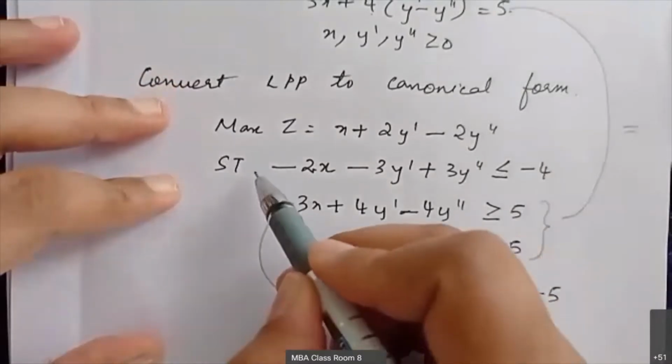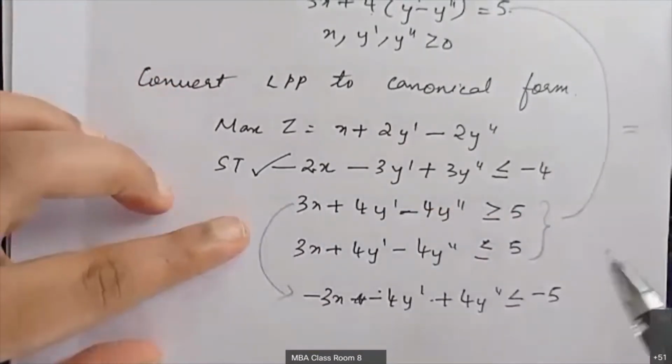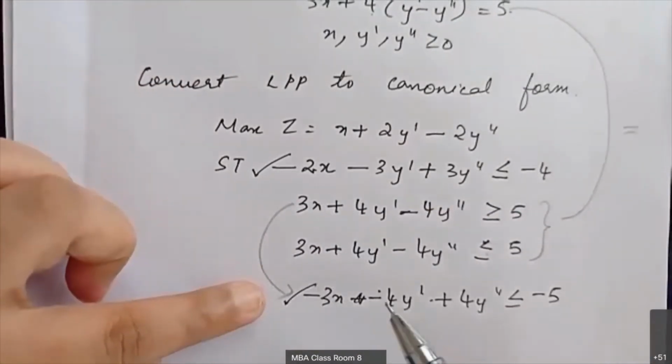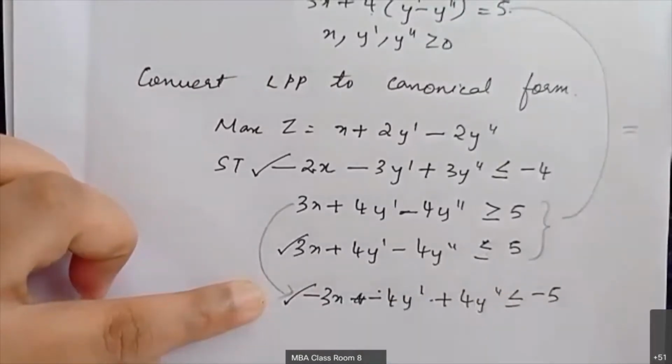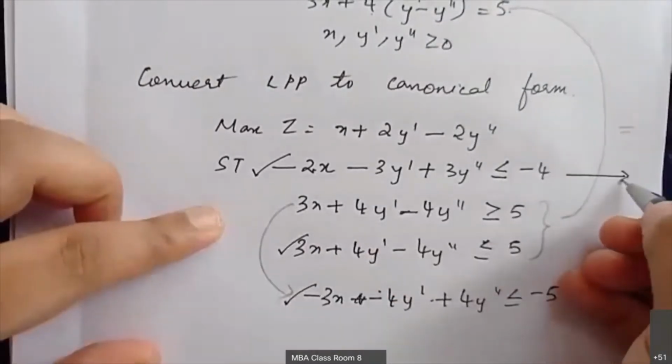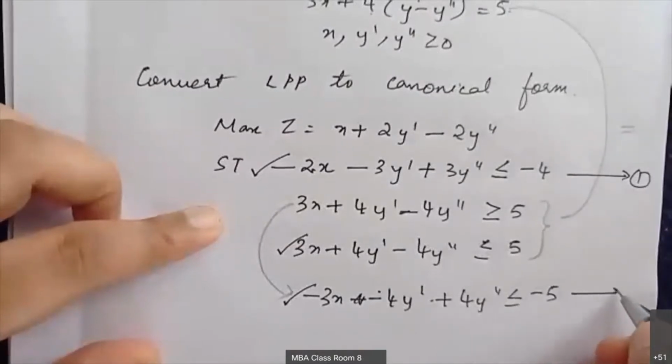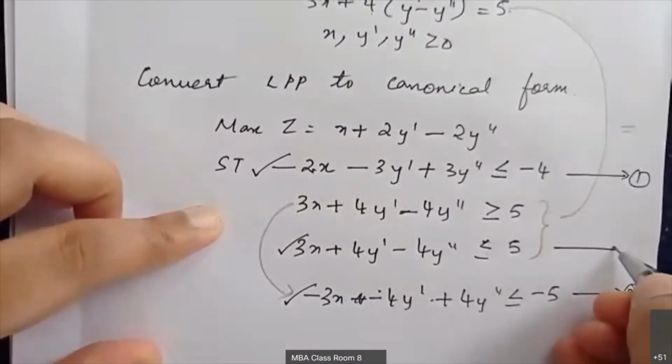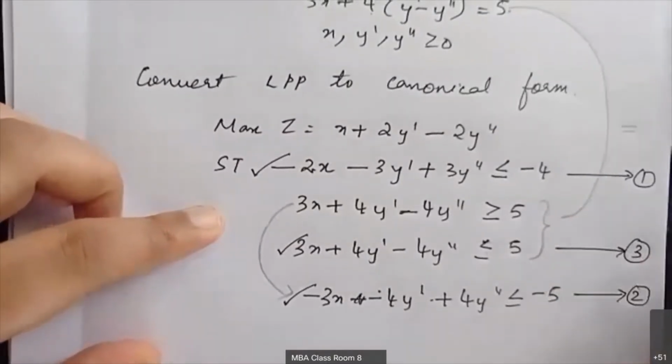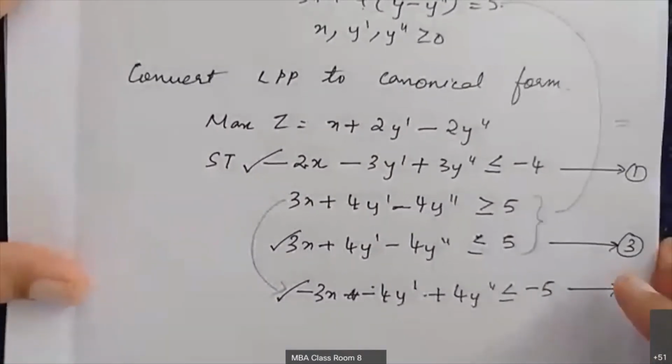What are the constraints? This is the first constraint, this is the second constraint and this is the third constraint. So we have converted this into the canonical form.